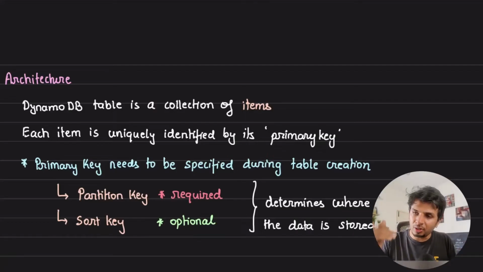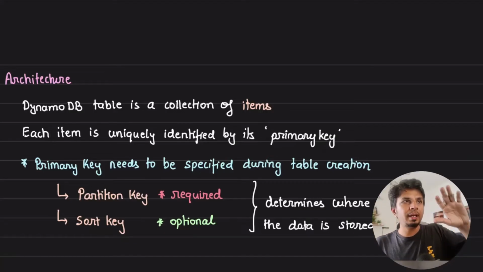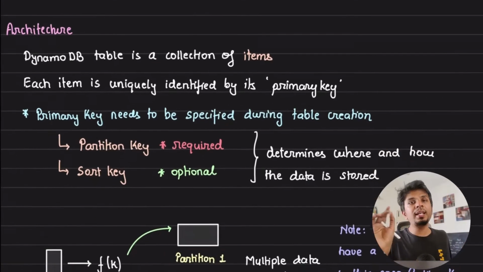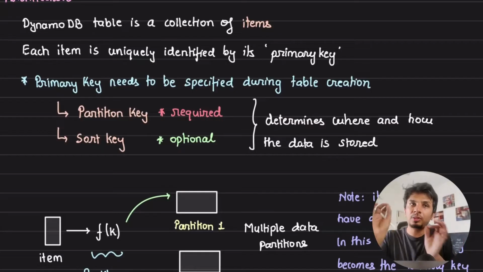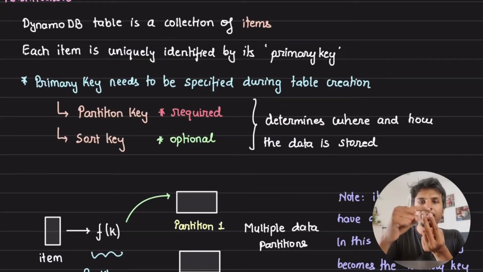Okay, let's go into the architecture of it. Just to give you a brief of it, DynamoDB has multiple tables. Each table has a collection of items. Each item is uniquely identified by a primary key. Now this primary key can have two parts. First is the partition key.